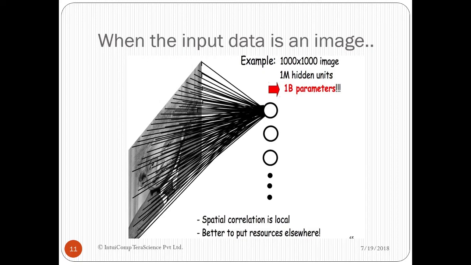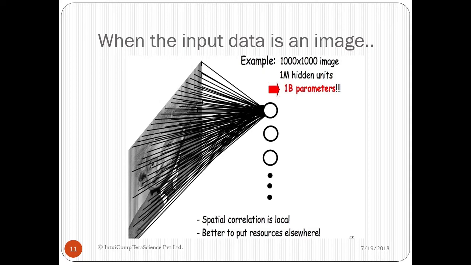Now 1000 by 1000 by 1000 makes a total of 1 billion parameters. 1 billion parameters for one image are huge and not even feasible. So it is better to put our computational resources elsewhere, as it will require high usage of GPU and will overshoot the cost of computation.